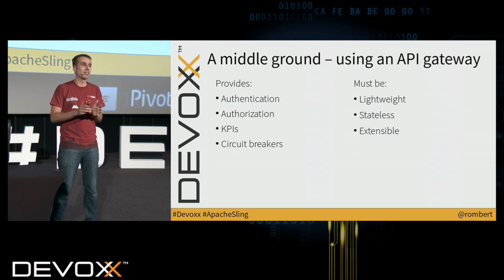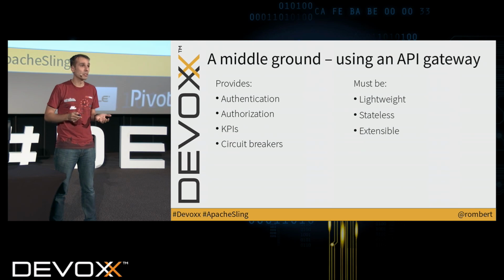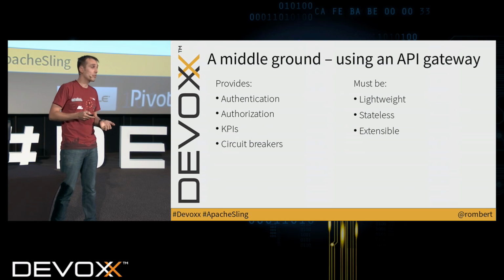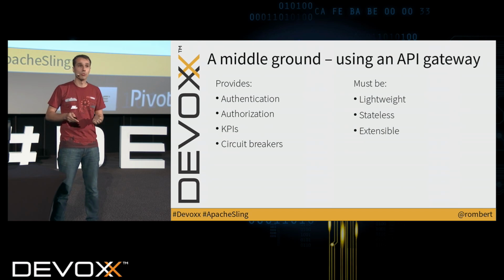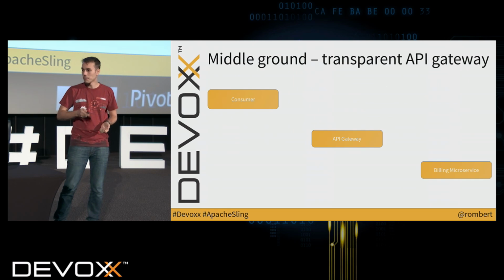Now, ideally, it's stateless because you want to scale this out. These will be in the middle of your infrastructure. It should be very lightweight, again, because you want to have lots of these. And it should be extensible because you don't want to hold back the microservice development just because the gateway isn't extensible enough to support the new developments that you want.